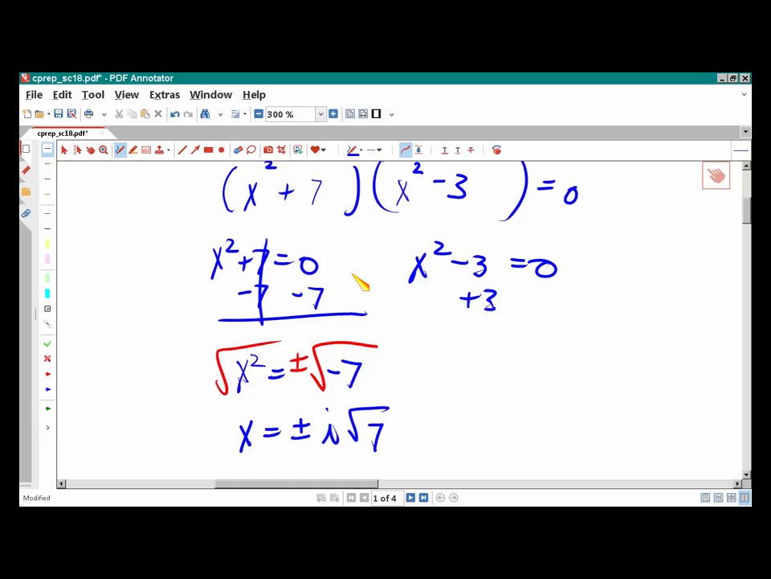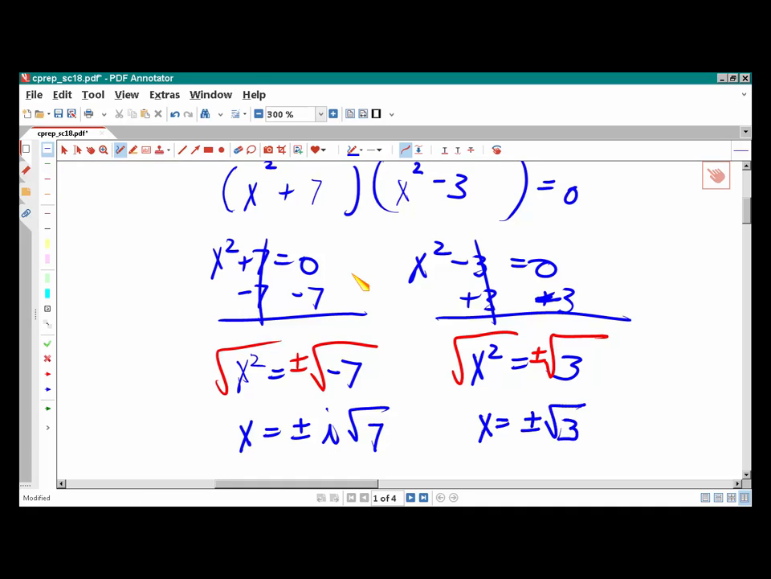Okay, then the other one, I'm going to add 3, gives me x squared equals 3. Take square roots, and I get x equals plus minus root 3. So those are my three problems, or my four, I should say, my four solutions, not my three problems.